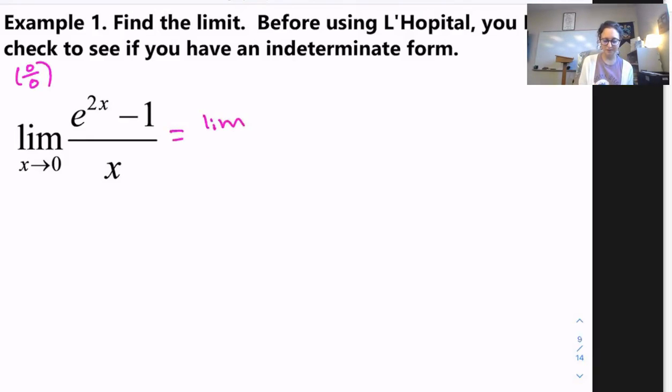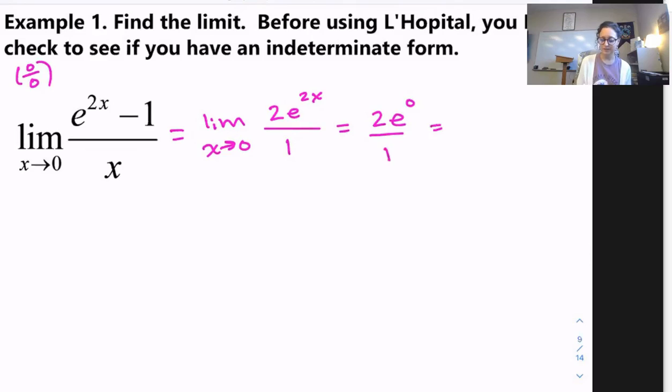Do not drop your limit. So L'Hopital's rule says derivative of the numerator over derivative of the denominator. Well, derivative of e to the 2x is 2e to the 2x. Derivative of 1 goes away. And then derivative of x is 1, right? So now plug in 0 for x and try the limit from here. So I have 2e to the 2 times 0 is 0, over 1. e to the 0 is 1, so my final answer is 2.